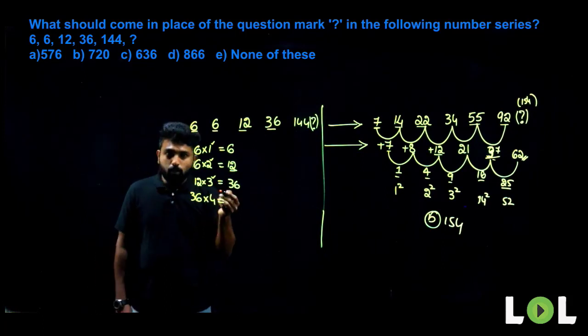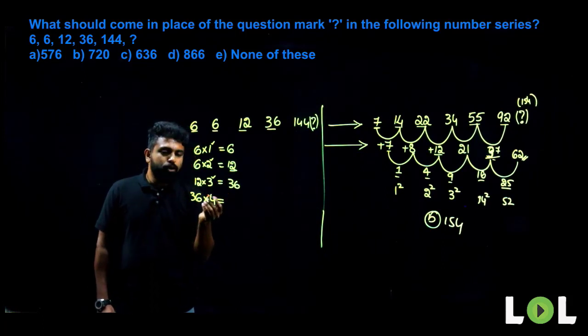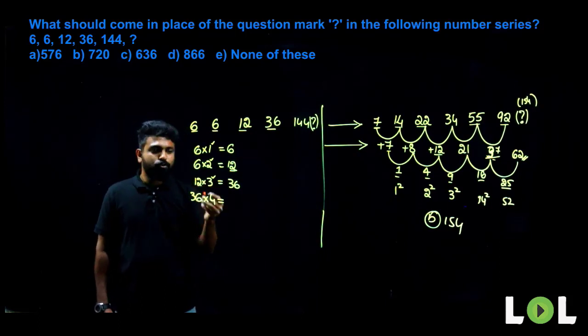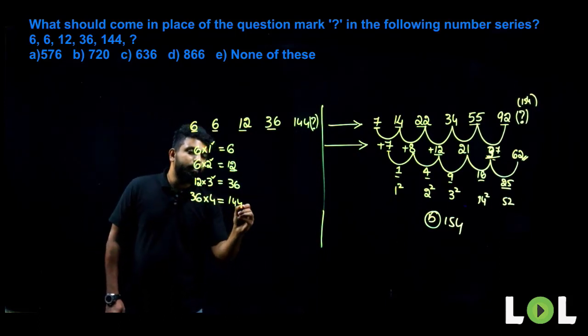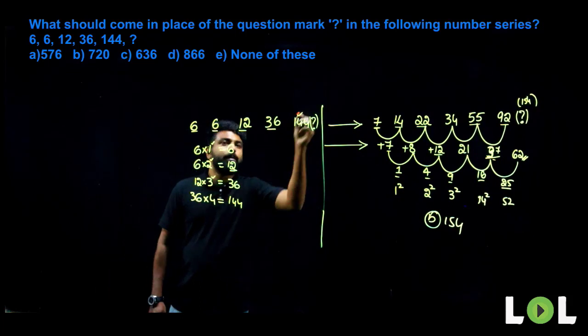Is this logic working? Let me check. 30 into 4 gives me 120. 6 into 4 gives me 24. 120 plus 24 gives me 144. Meaning my logic is right. I am getting the right answer.